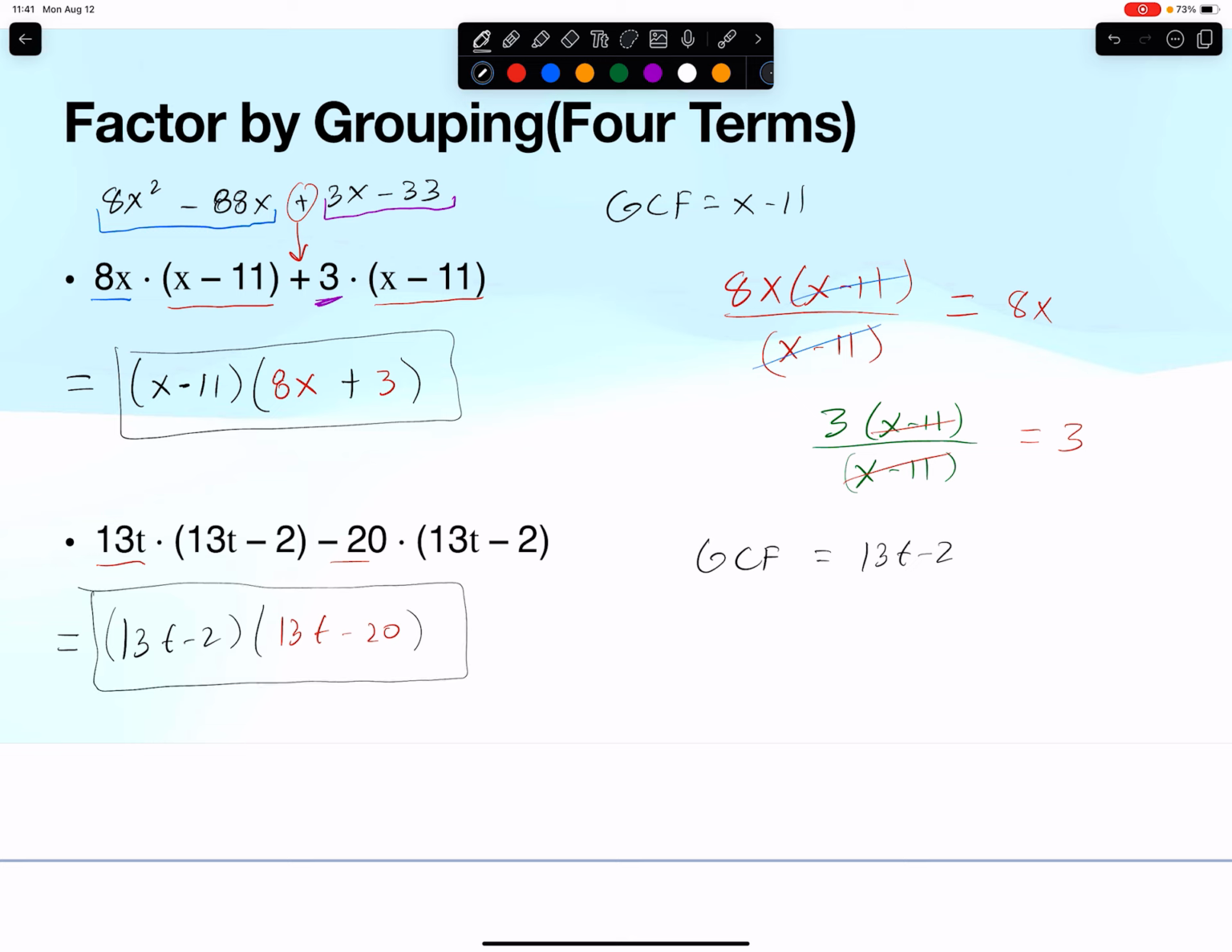So that's it for this video. Just very quick. Technically, this is not quite factor by grouping, but this is one of the steps in factor by grouping. All right, we'll see you next.